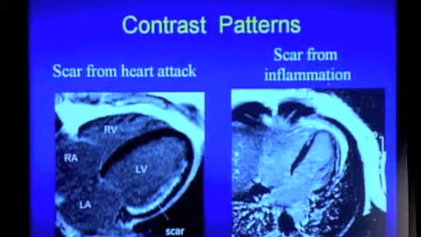Conversely, we can see other patterns that are abnormal when we look after we give the contrast, and we can sometimes see patterns of scar from inflammation. And this has been described not only in one case report in Kawasaki, but is known to happen in myocarditis, inflammation of the heart muscle. So we think this may happen more broadly in Kawasaki disease. And so this is an example of a pattern, and you can see this is a very different pattern. This scar, this white line here, is not along the inside border, and it's more irregular than in the case of the person who's had a scar from a heart attack.